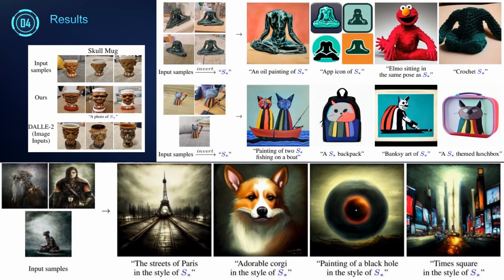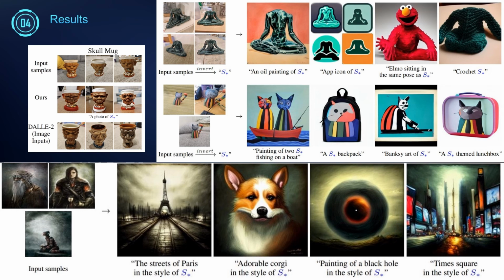But further, when comparing their results with output from DALL-E 2 using image inputs, the authors' method not only provides more faithful recreation, but also enables a richer exploration of creative style. For instance, the transformation of the skull mug into different artists' interpretations showcases their model's flexibility. Moving to the right, you can see transformations such as an oil painting of S-star, app icon of S-star, and even complex scenes like Ameow sitting in the same pose as S-star. Each column demonstrates the powerful adaptability of the authors' method to various artist styles and object transformations.